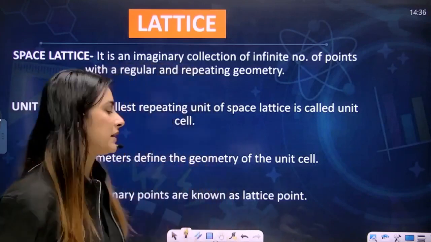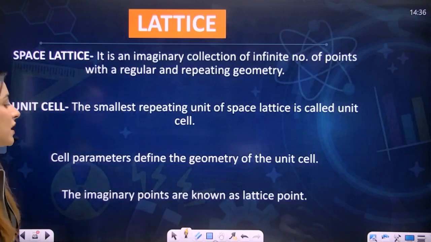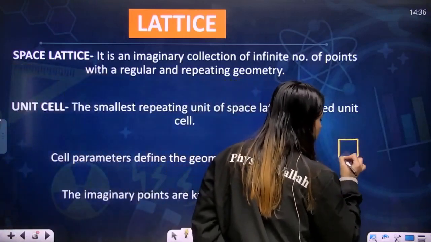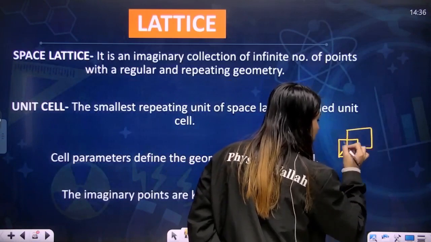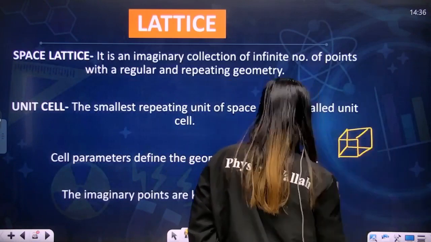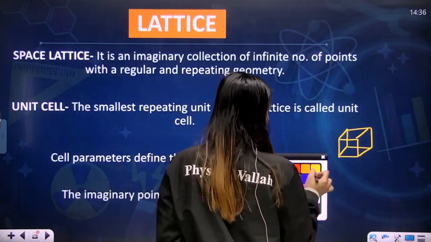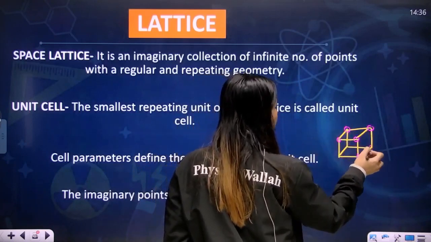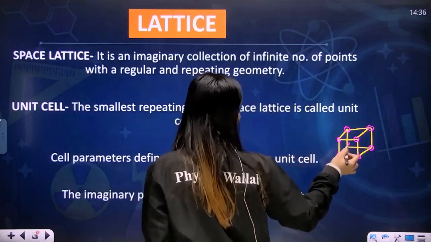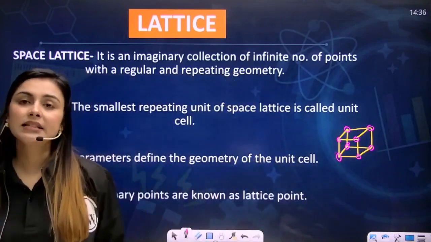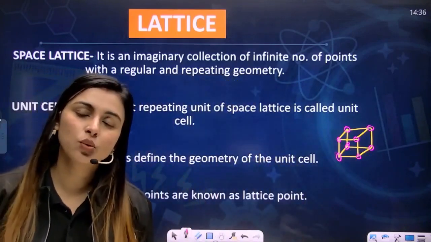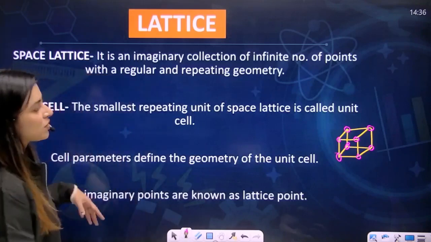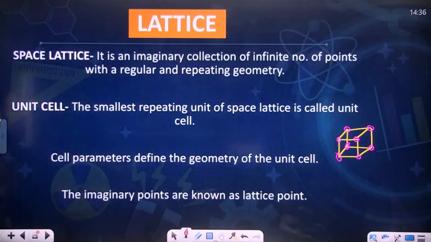The imaginary points are known as lattice points. Now, imagine I gave you this unit cell. In this unit cell, this point, this point, this point, this point, all these points are the lattice points. So all the points on the lattice are known as the lattice points. Okay, perfect. I hope you're clear with this. Pause the video, write it down, and then we'll move forward.